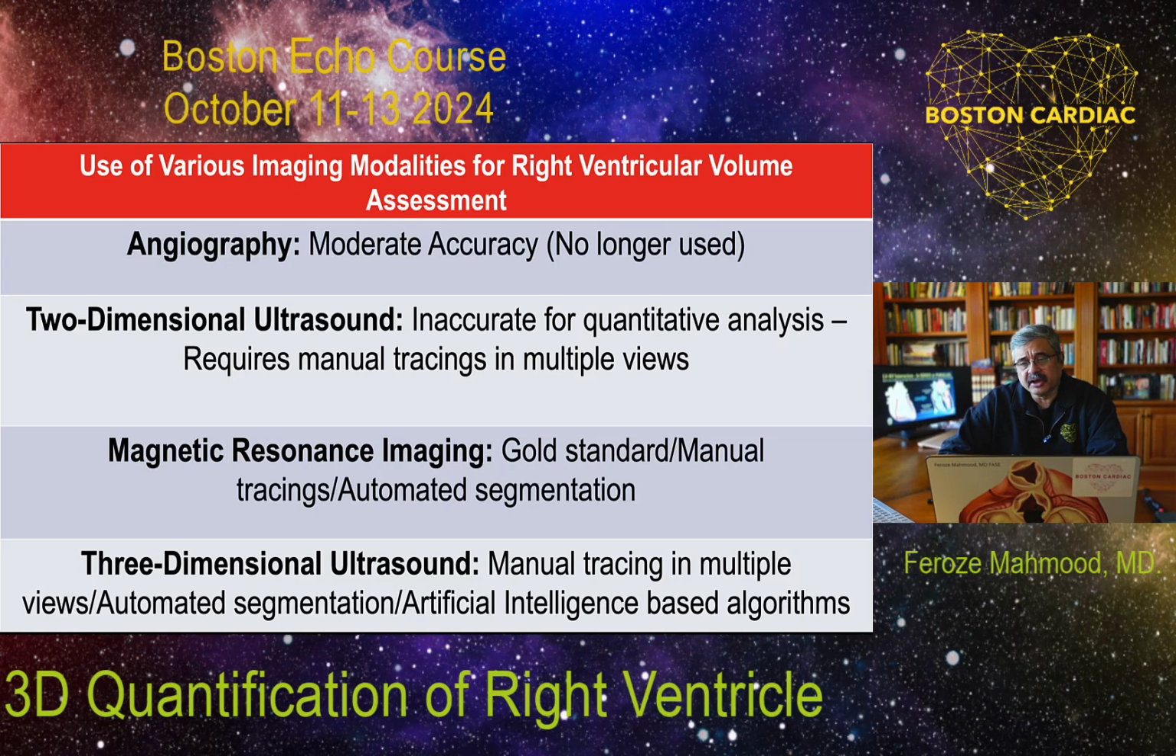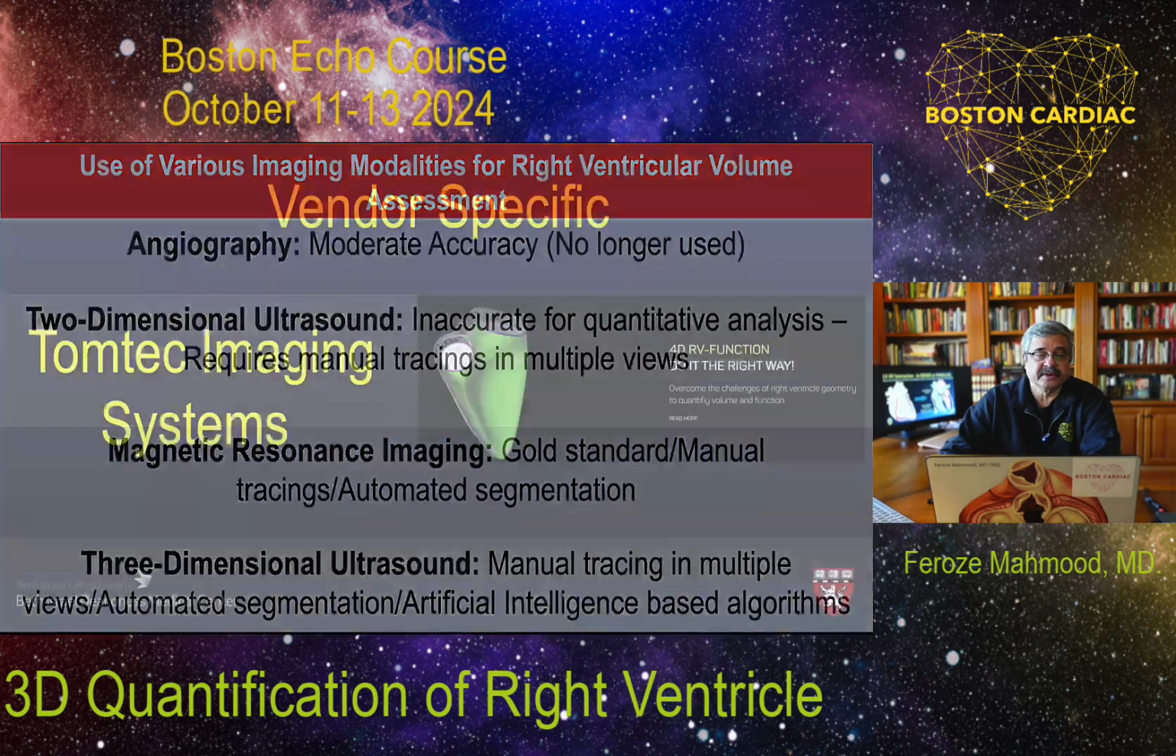So of the various methods, angiography, which is no longer used because of the exposure hazard, has moderate accuracy. 2-dimensional ultrasound is inaccurate for quantitative analysis and requires manual tracings and multiple views to account for the limitations of geometric assumptions. Magnetic resonance imaging is considered the gold standard in manual tracings, and it also has automated segmentation methods. And lastly is 3-dimensional ultrasound or echocardiography, which was initially part of a manual tracing in multiple views, then automated segmentation, and now we are on to the artificial intelligence-based algorithms that we will discuss in the next few slides, has offered the most promise and has demonstrated that it is actually one of the most accurate methods of doing this.